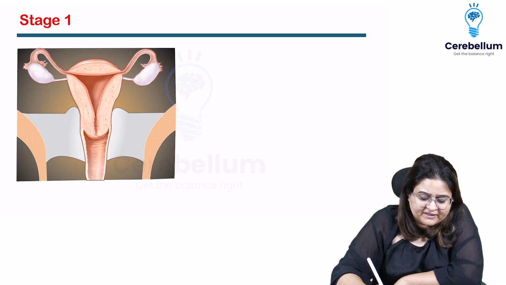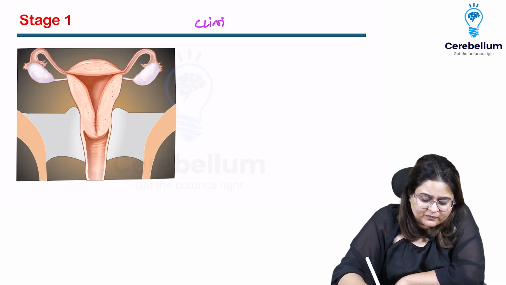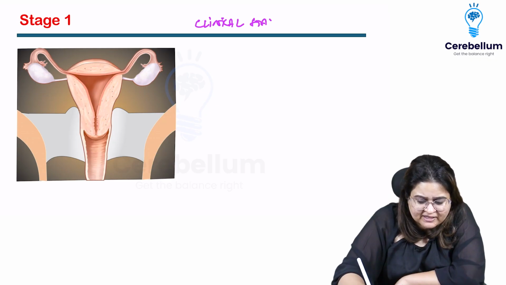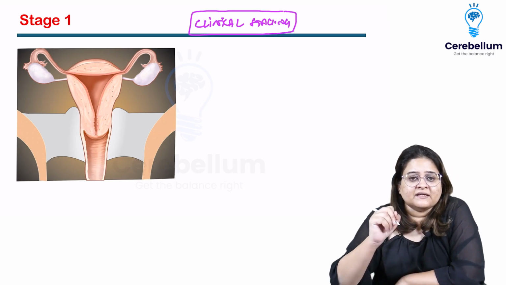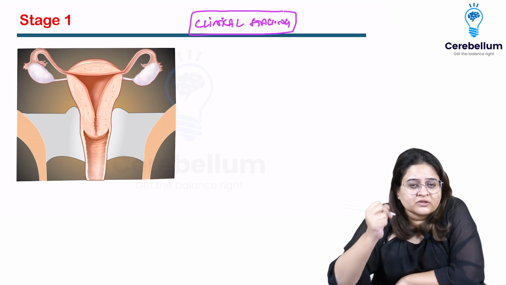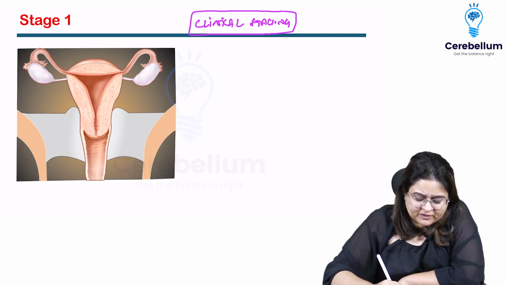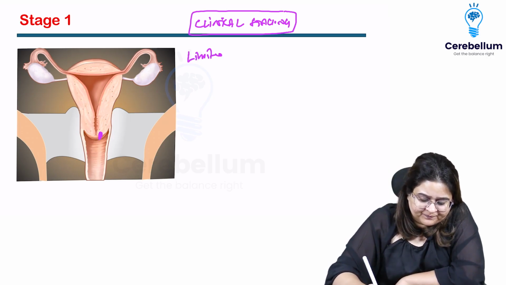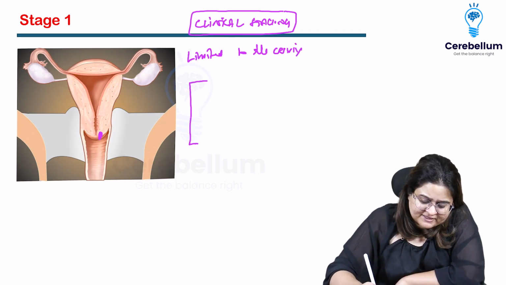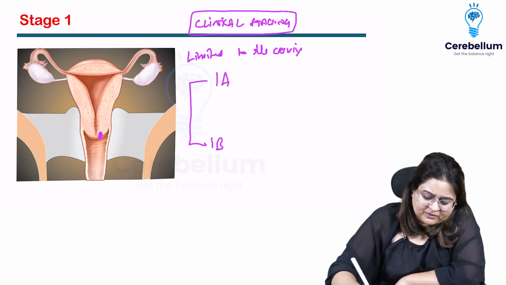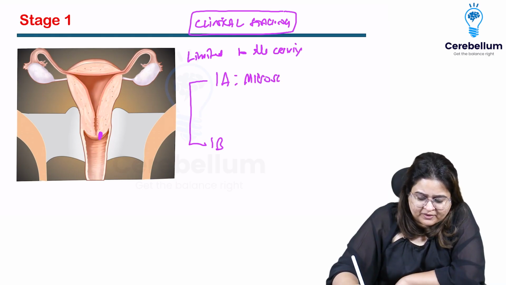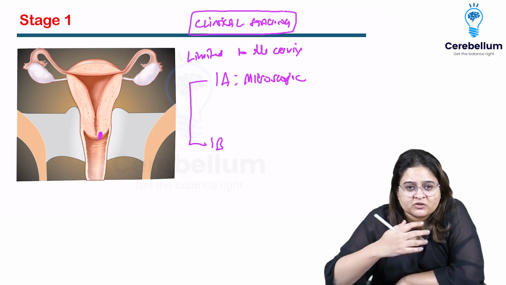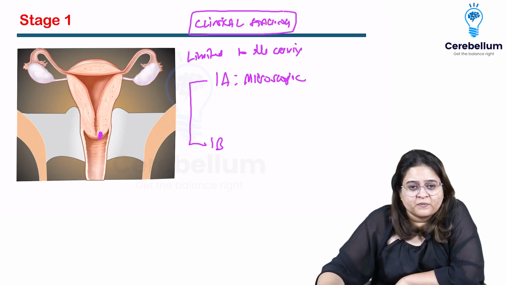Now, staging of cervical cancer, remember, is a clinical staging with the help of investigations and examination of the patient. You're going to stage cervical cancer clinically. And this is one staging that you need to remember. What is stage 1? Stage 1 is cancer limited to the cervix. You can divide this as stage 1A and 1B. 1A is microscopic invasion, it's not visible. And 1B is macroscopic, that means it's visible.